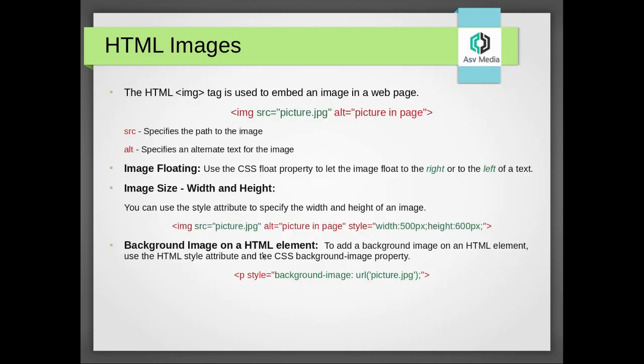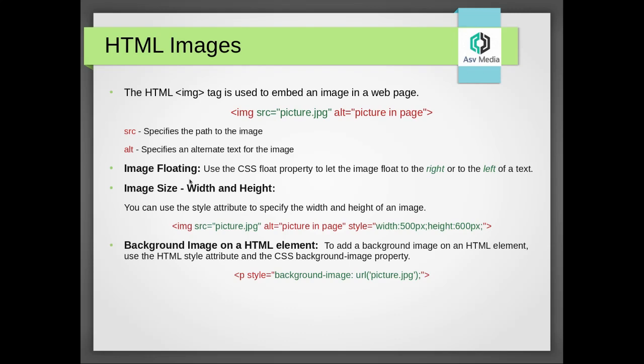Next, move to HTML images. It has a basic tag: the image tag, img, is used to embed an image in a web page. The image src starts with an angle bracket, img, then a source attribute, src equal to the picture, which image you want to display in the browser. Name it with the extension: jpg, png, jpeg, or gif. And alt is the alternate name for the picture in the page. Source specifies the path to the image and alt specifies the alternate text for the image.